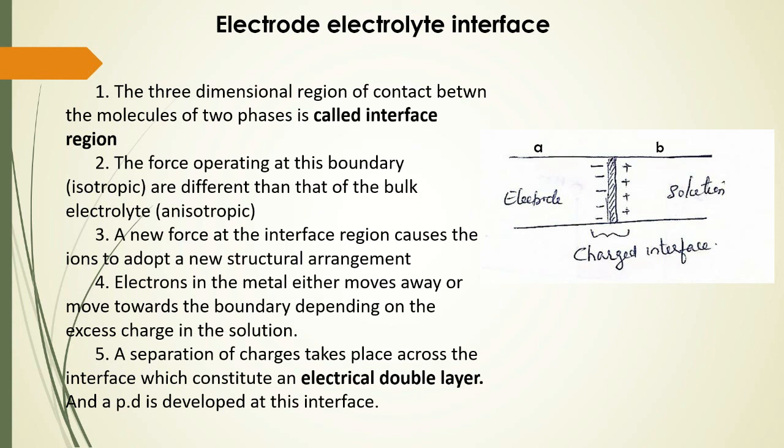That is, a net charge of one sign, like this negative sign on the metal side and positive sign on the electrolyte side, will be created. However, the interface region as a whole is electrically neutral, and due to the charge separation, a potential difference will be developed across the interface. This situation of the interface constitutes an electrical double layer or an electrified interface.